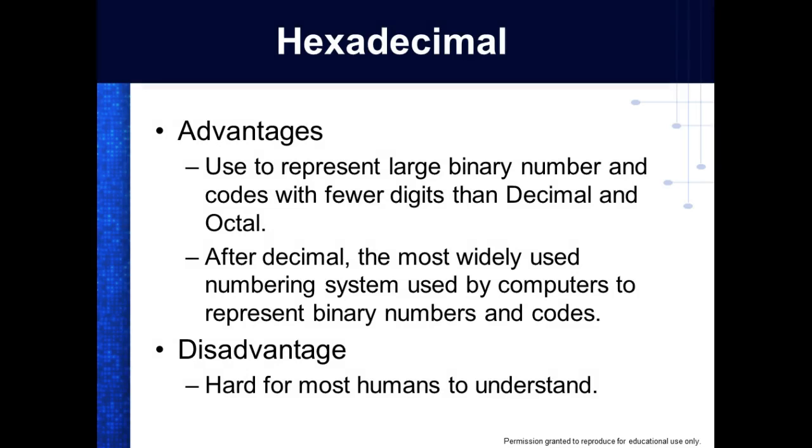Hexadecimal is used to represent large binary numbers and codes with fewer digits than decimal and octal. After decimal, it is the most widely used number system used by computers and PLCs to represent binary numbers and codes. The disadvantage is that it's hard for us to understand. Hex really gives us a problem. We see numbers as decimal until we see an A or B in there, and then we say, oh, this is not decimal.